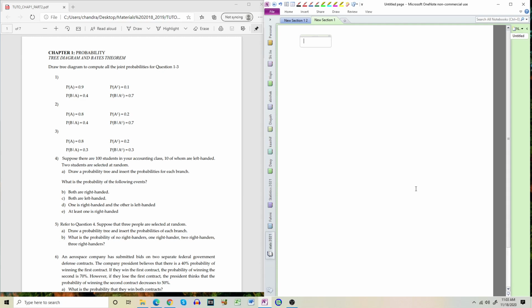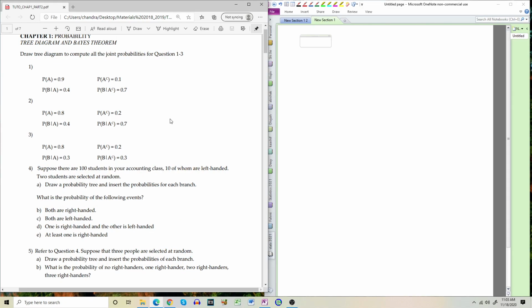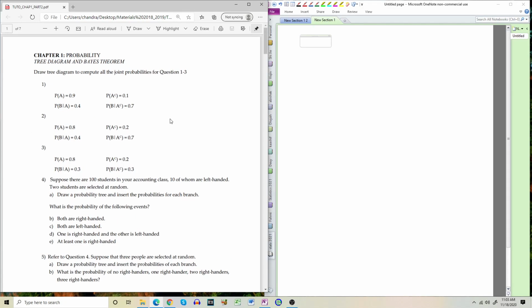Today in this tutorial we will start with tutorial part 2 chapter 1, where the questions are related to tree diagram and Bayes theorem. If I finish this earlier, then I can proceed with chapter 2. So for chapter questions 1 to 5, I have given the answers.